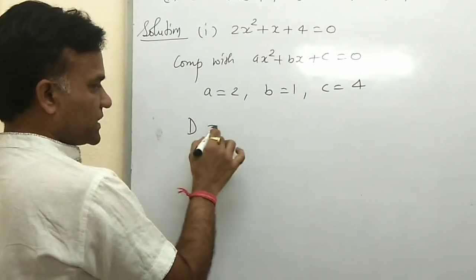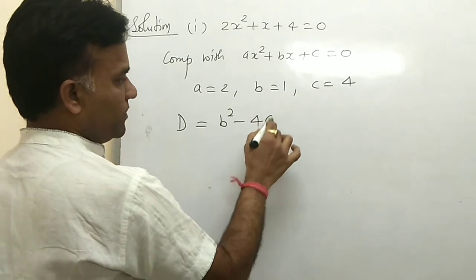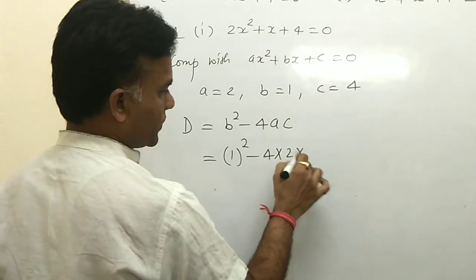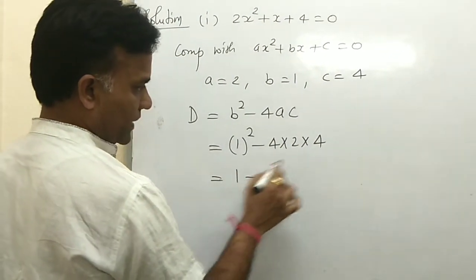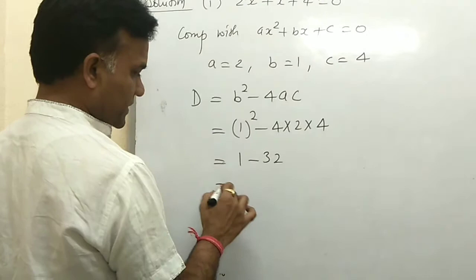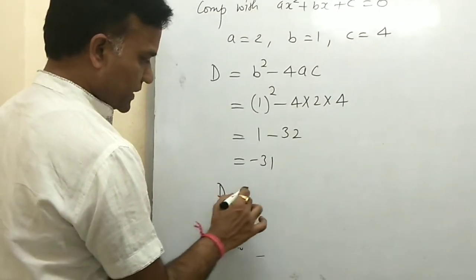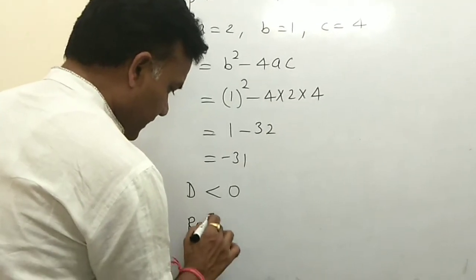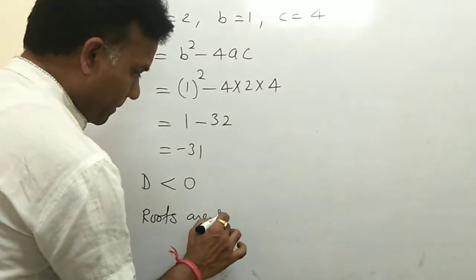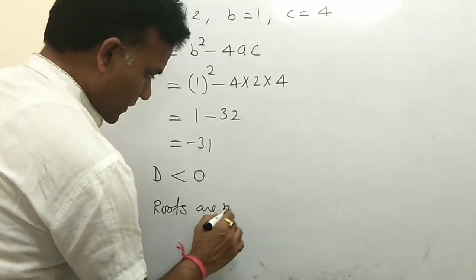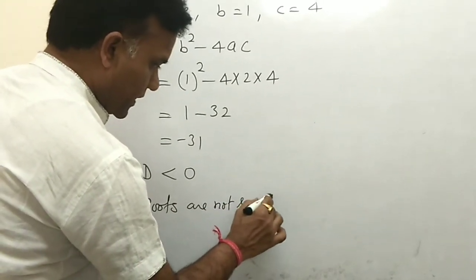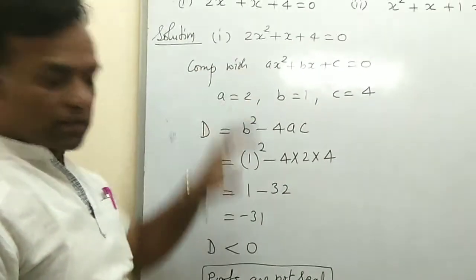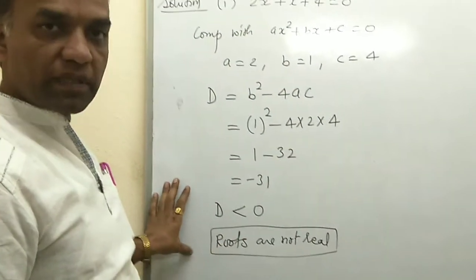Now using the concept of D, that is b square minus 4ac, first we check the nature, so 1 square minus 4 into 2 into 4. So 1 minus 32, we have minus 31. So D is less than 0, it means roots are not real. Roots are not real, it means the solution is not possible. Here existence is not possible because your discriminant is negative.